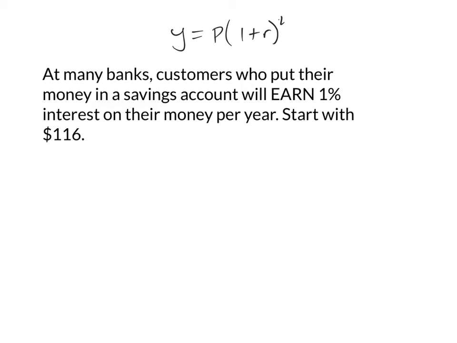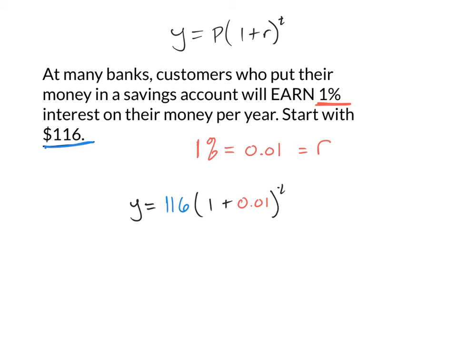My principal is this 116. My rate is this 1.1. We're going to focus on this 1. Remember, we have to convert the 1% is equivalent to 0.01, which is our r. So r is 0.01. I'm going to plug these values in. y equals the principal, so 116 times (1 plus my rate, 0.01) to the power of t.